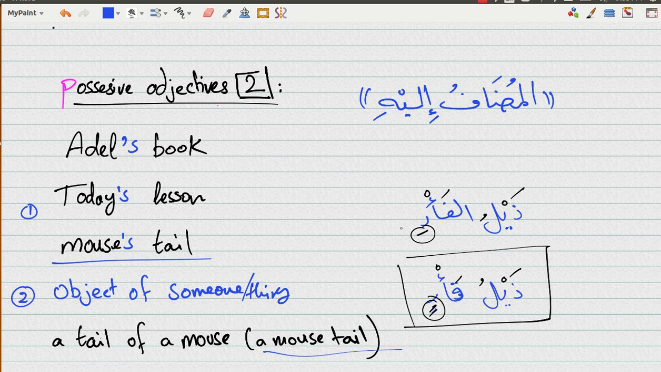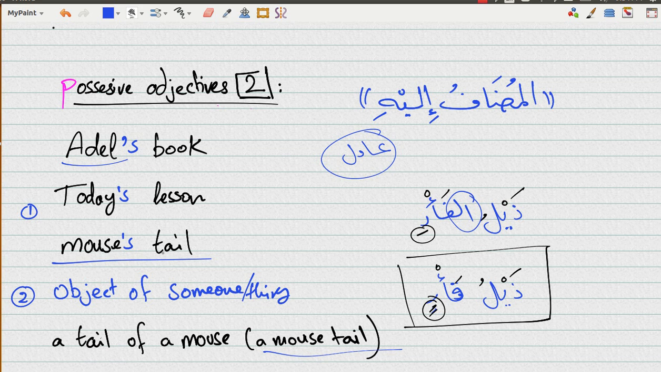The only difference between these two sentences is what exactly do you want to say. If you're talking about a specific mouse or a specific thing and you want to attach a possession to it, you have to specify that thing by adding al, unless it's already specified, like in case of Adil's book. Adil is a noun, a name, and a name in Arabic is defined. It's considered as defined and not ambiguous. So in this case, you really don't need to add al. Actually, you cannot add al.